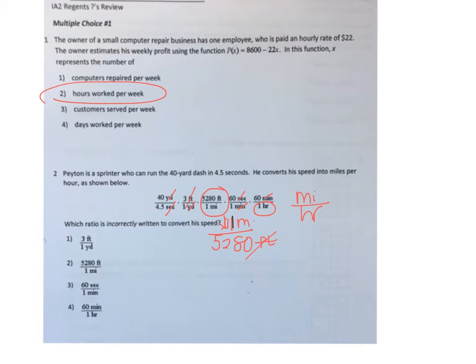Okay, so 1 mile over 5280. If it was flipped, meaning I would have the reciprocal, it would work, but it doesn't work. So the obvious choice is going to be 5280 feet over 1 mile.